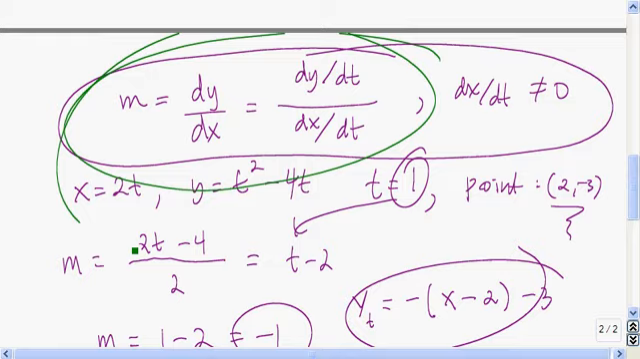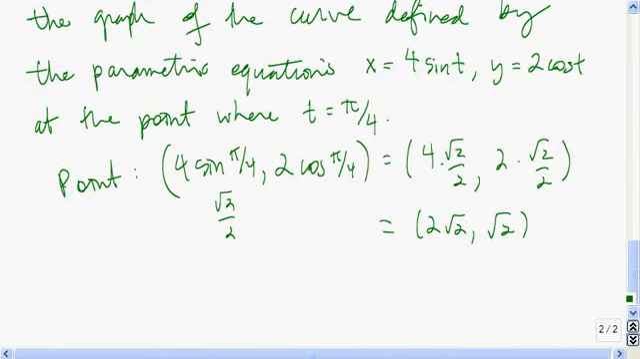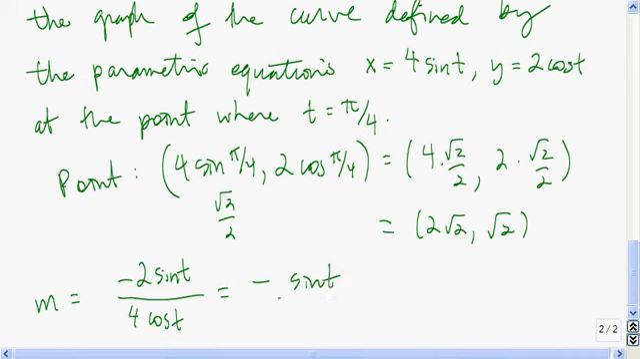The next step is to find the slope of the graph at that point, and we're going to use this very nifty formula here. So the slope function, m, is going to be the derivative of y with respect to t. The derivative of 2 cosine of t is negative 2 sine of t, divided by the derivative of x with respect to t, dx/dt, which in this case, the derivative of sine of t is cosine of t, so the derivative of this is 4 cosine of t. So if we simplify this, we get that the slope function in terms of t is negative sine of t divided by 2 cosine of t.